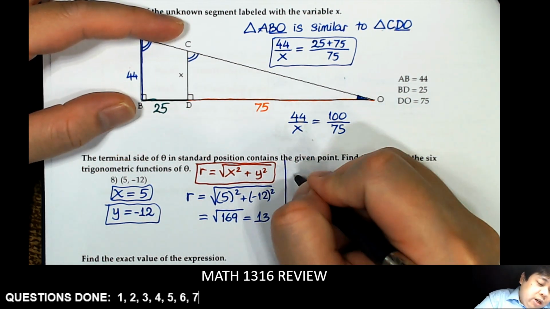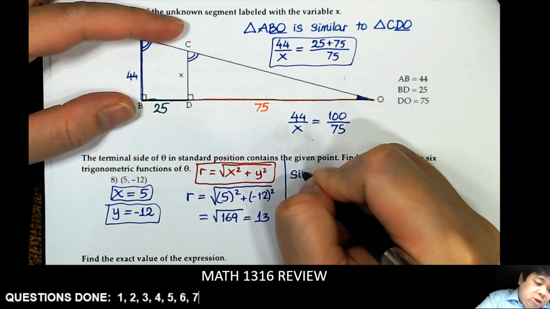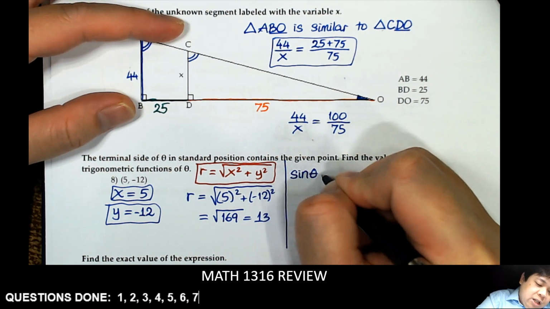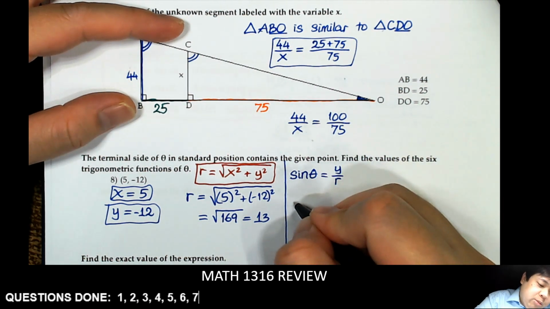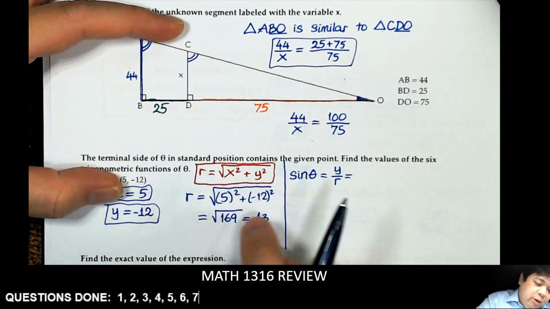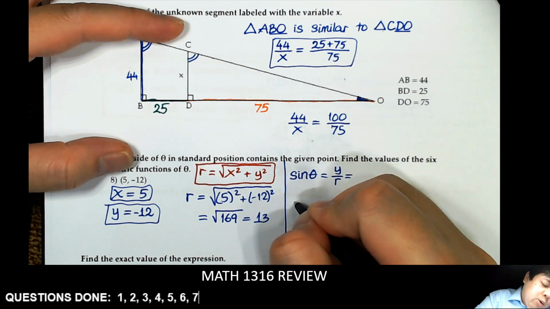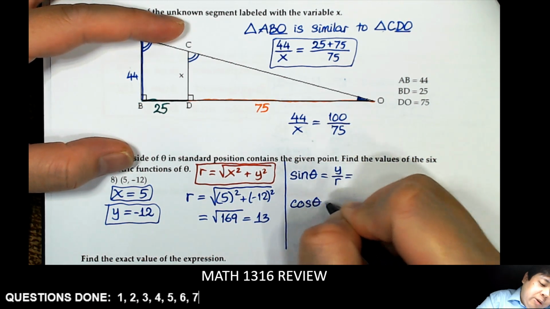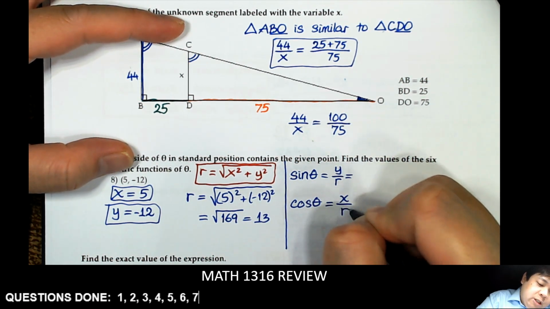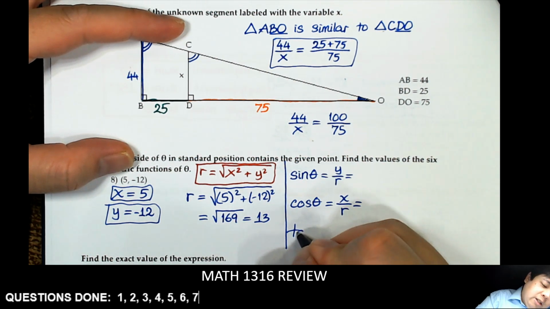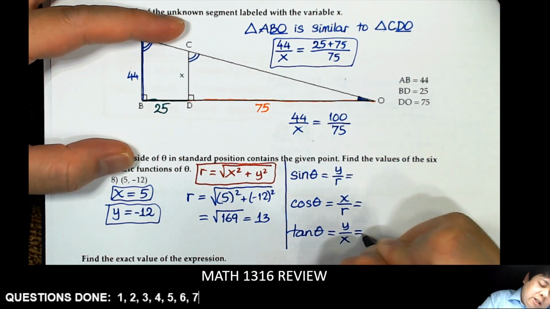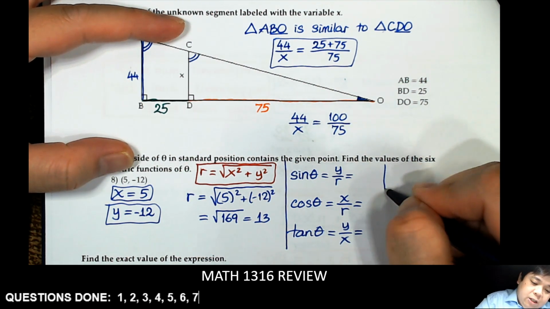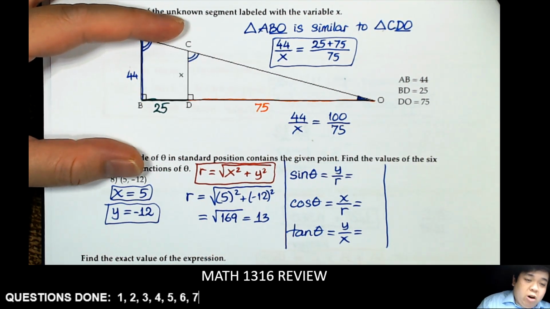We need to know the 6 trigonometric functions. Sine is equal to Y over R, and I will let you finish the problem. In this case, it will be negative 12 over 13. Cosine is X over R. Tangent is Y over X. So we have those functions.